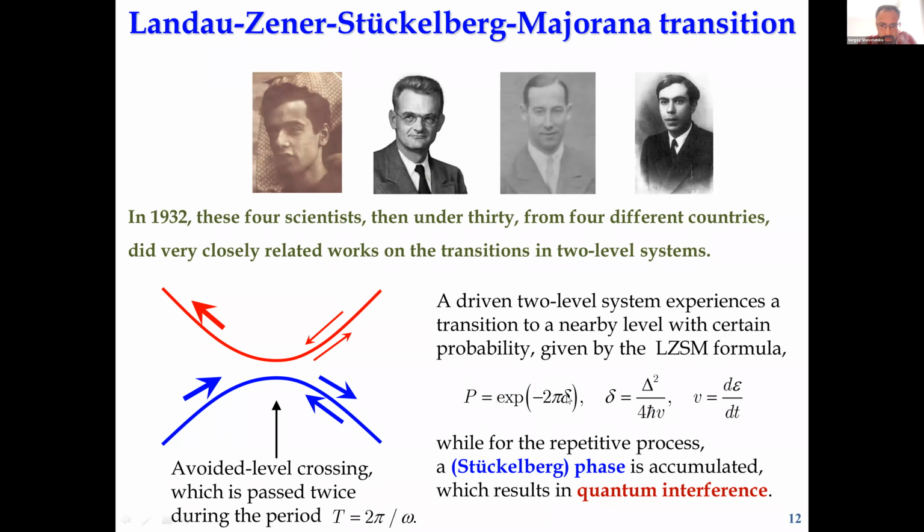If it is not very large, then with certain probability we are excited, and going backward, the interference with the acquired Stückelberg phase results in the quantum fringes.